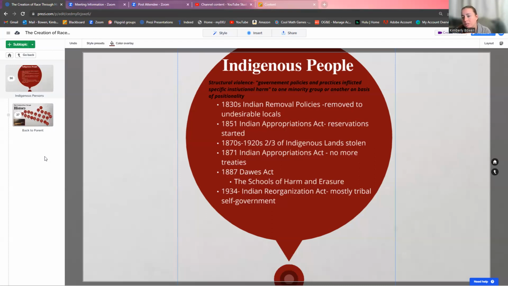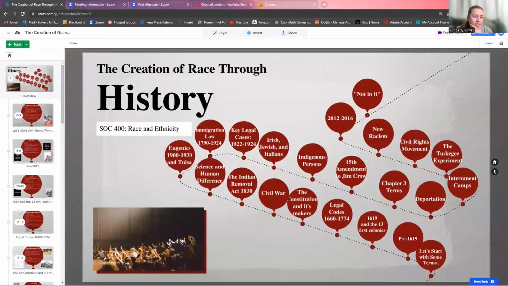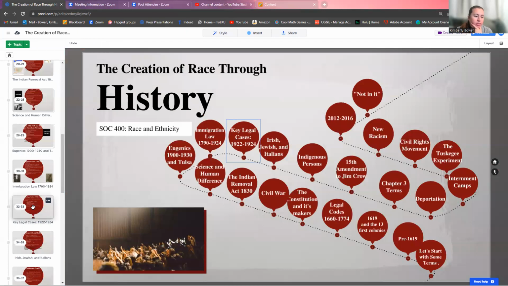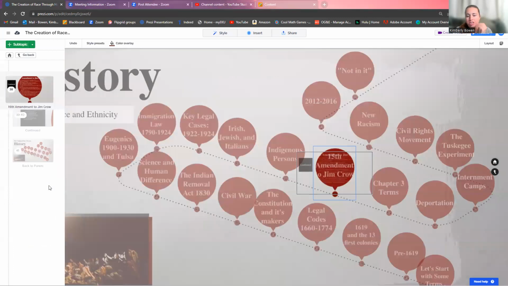And in 1934, there was the Indian Reorganization Act, which mostly allowed tribal self-government. However, the US government steps in whenever it wants and changes the rules. So there's that. That's a nice way of putting it. All right. So let's get to the 15th Amendment and Jim Crow.